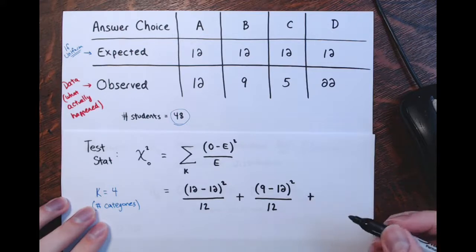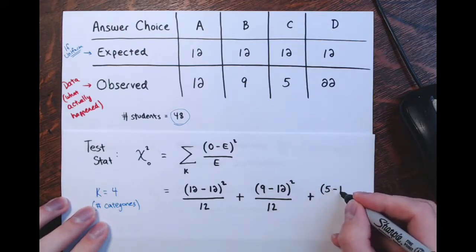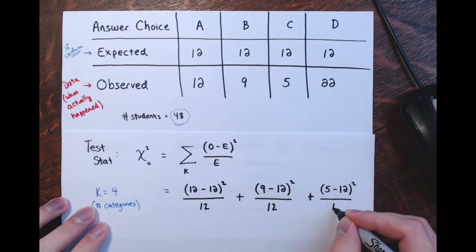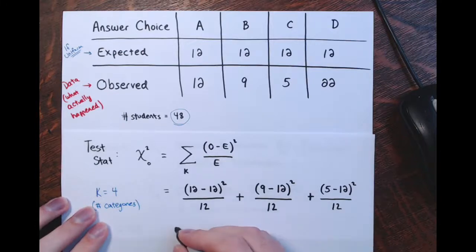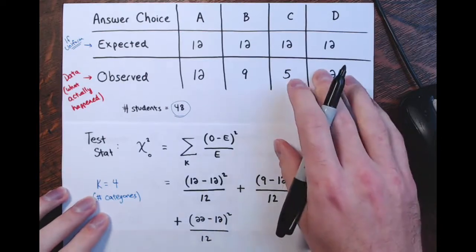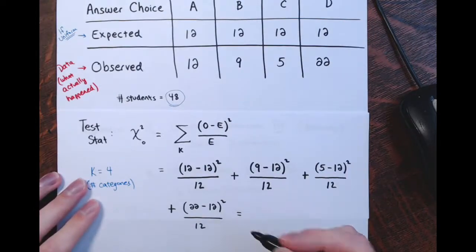Plus, for answer choice C, 5 actually answered C, minus the 12 you'd expect, squared, divided by the expected of 12. And then finally, the fourth category, answer choice D, 22 answered D, minus the 12 that you expected, squared, divided by 12. Now, you can do this by hand or punch this all into a calculator. I'm eventually going to use a calculator.